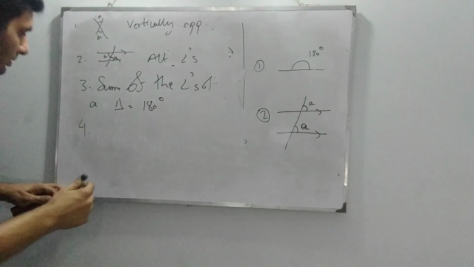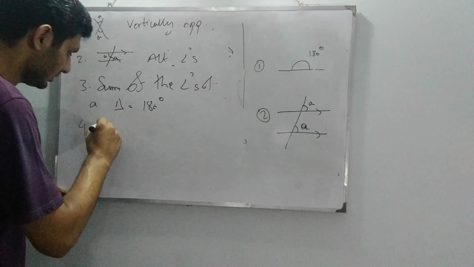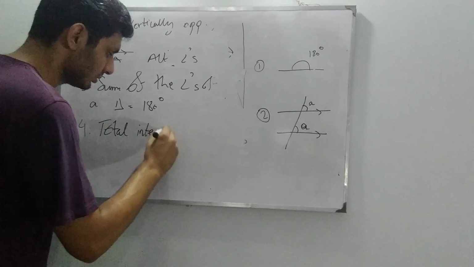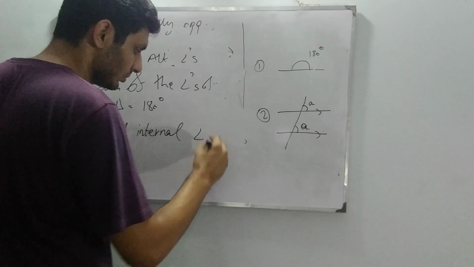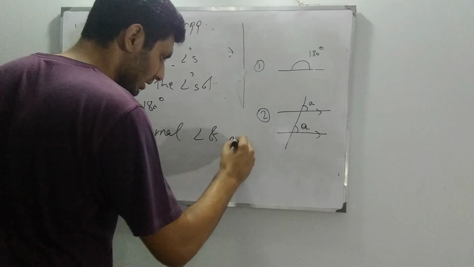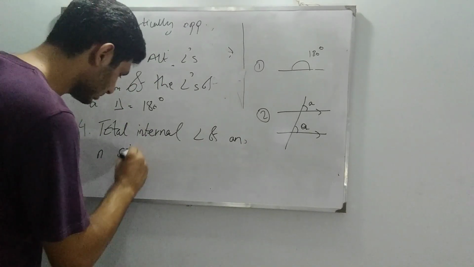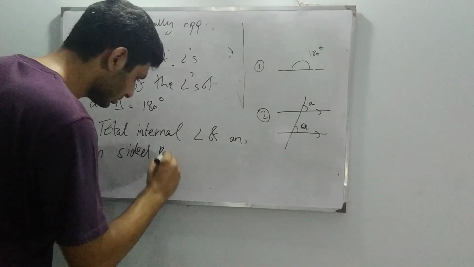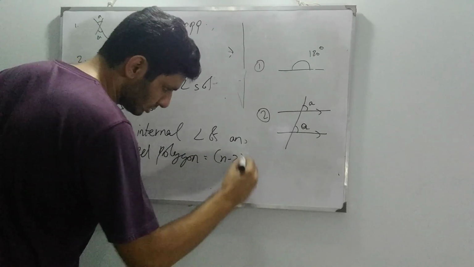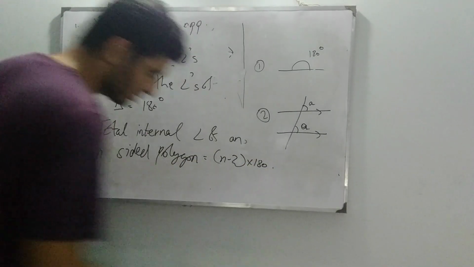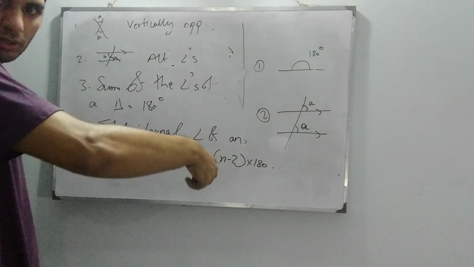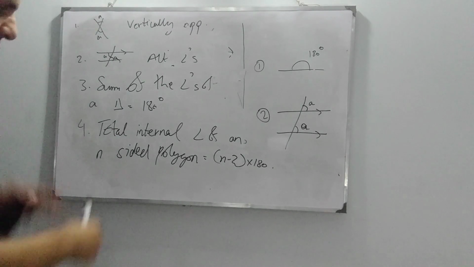So now we have the fact that the total internal angle of an n-sided polygon is (n minus 2) times 180. I started with these two and I got all of the polygons as well. So that's getting infinite stuff.